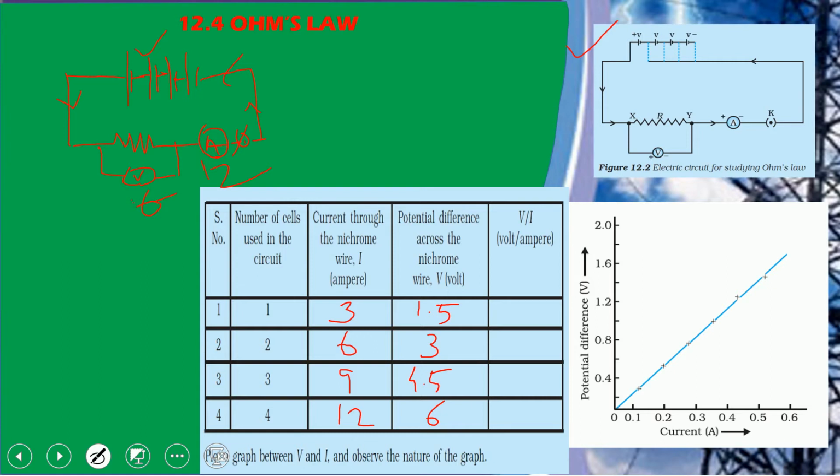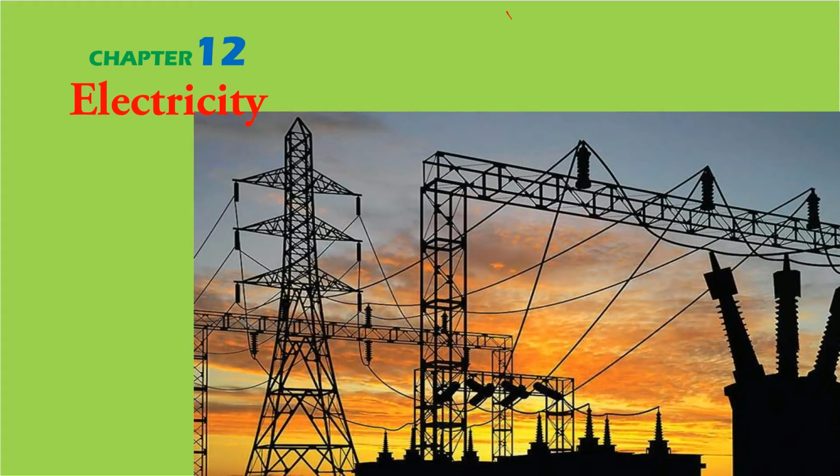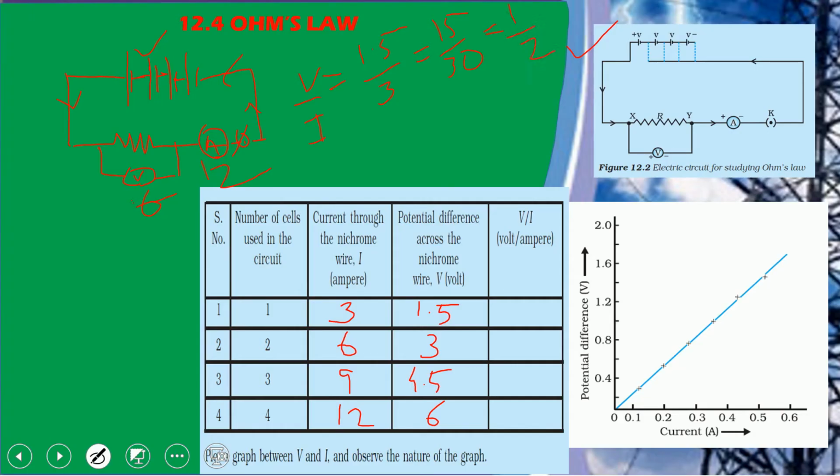Now we are going to take V upon I in all these cases. In the first case it is 1.5 upon 3, that is 15 upon 30, that is 1 upon 2. Then 3 upon 6 is 1 upon 2. 4.5 upon 9, that is 45 upon 90, is 1 upon 2. 6 upon 12 is 1 upon 2. Now here you can see that V upon I is constant in all these cases.